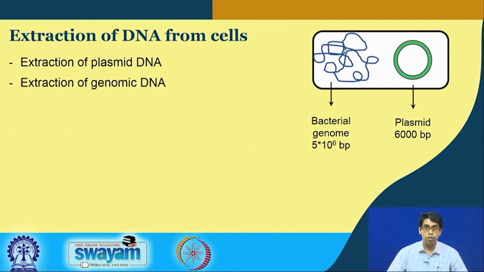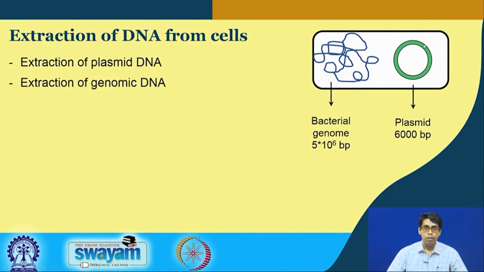So, it is its own DNA, and typically this DNA, if we talk about E. coli, will be something in the order of 5 times 10 to the power 6 base pair long. So, that is 5 million base pair long. Plasmid DNA are small circular DNA and they are much smaller. So, the typical size of a plasmid DNA will be in the range of 6000 base pair long.